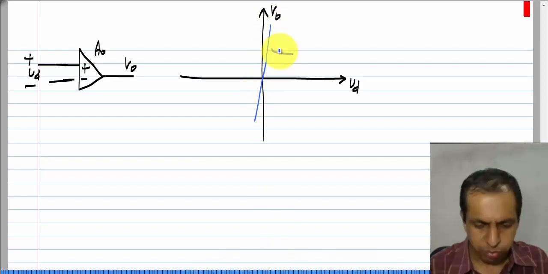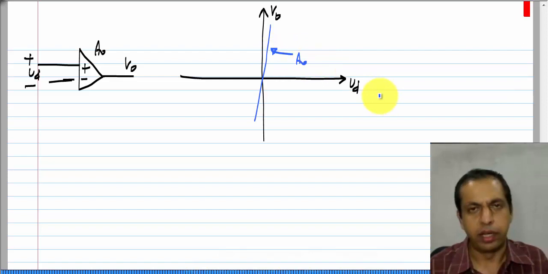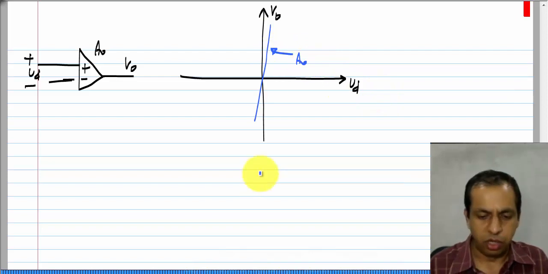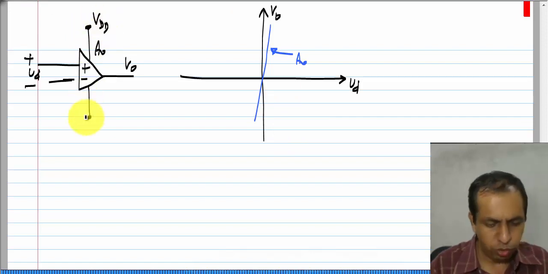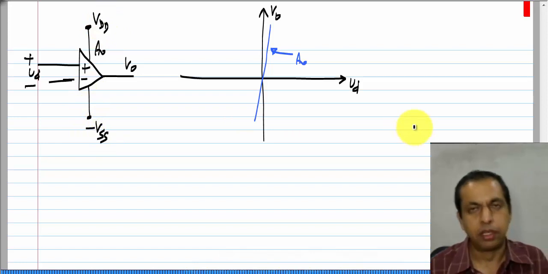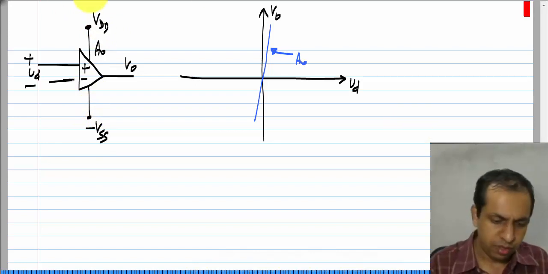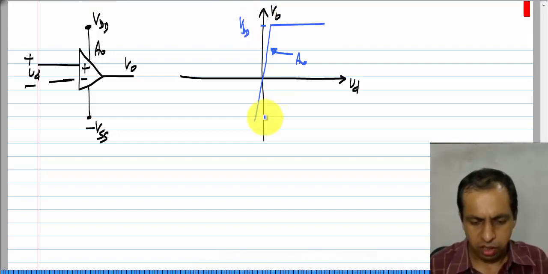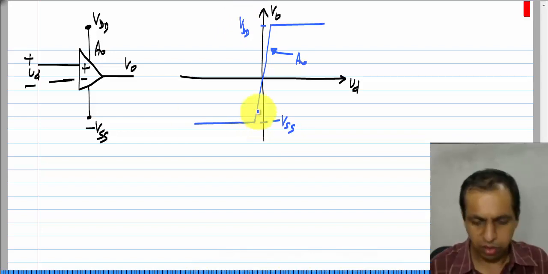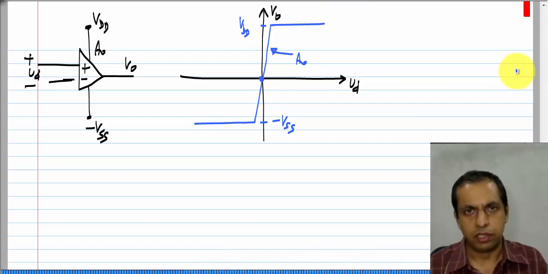Okay. And the slope of this is nothing but the gain A naught, but it will not continue indefinitely like this, assuming that the supply voltage is VDD and the lower supply voltage is minus VSS. Okay. On the upper side it will be limited to VDD, and on the lower side it will be limited to minus VSS. Okay. So, this is the characteristic of the op amp.